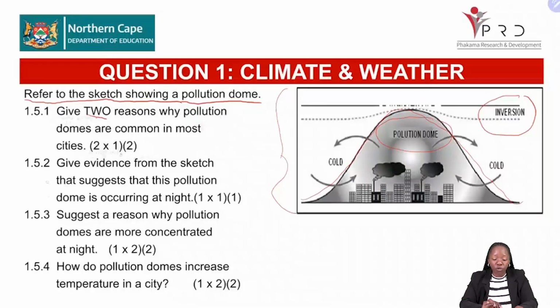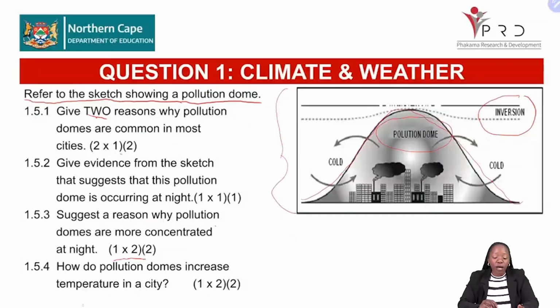Then 1.5.2: give evidence from the sketch that suggests that this pollution dome is occurring at night. So what are the things that you see in the diagram that will give you evidence that this is during the night? Then number 3: suggest a reason why pollution domes are more concentrated at night. Then you're looking at the mark allocation. It is saying 1 times 2, meaning you need to give 1 response that will give you 2 marks.